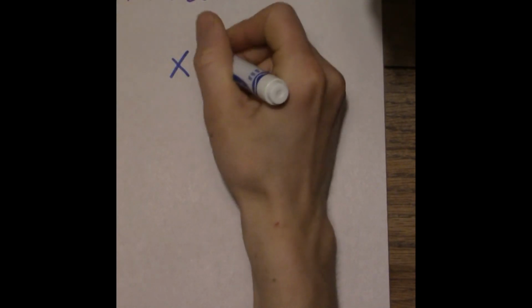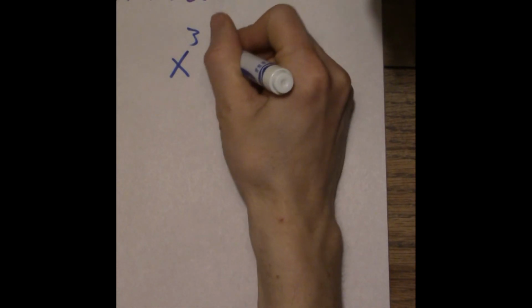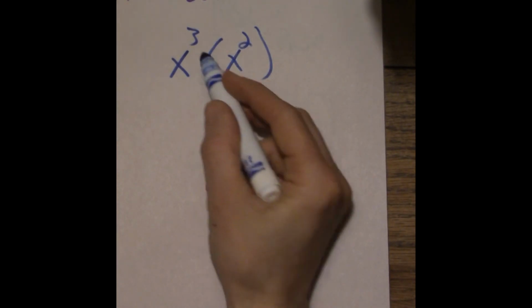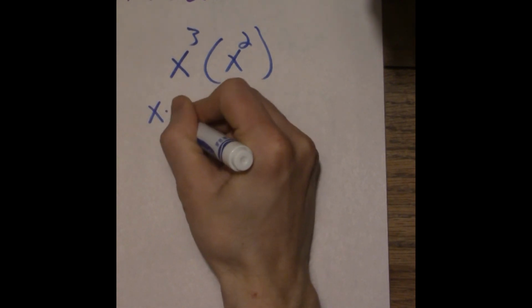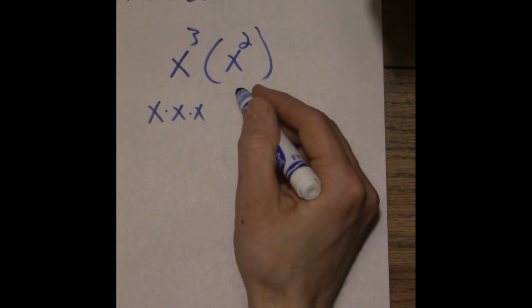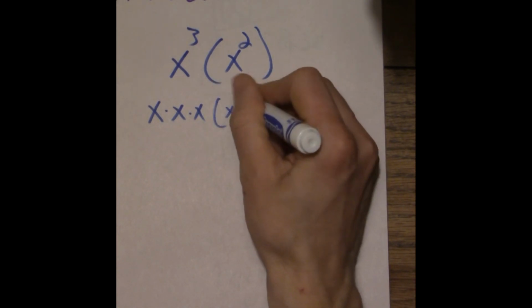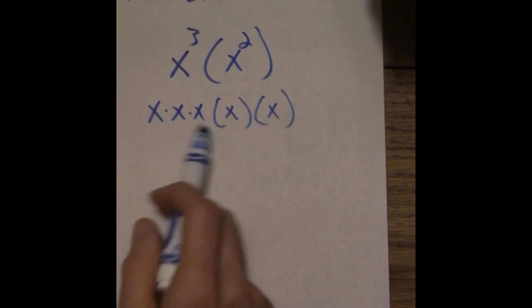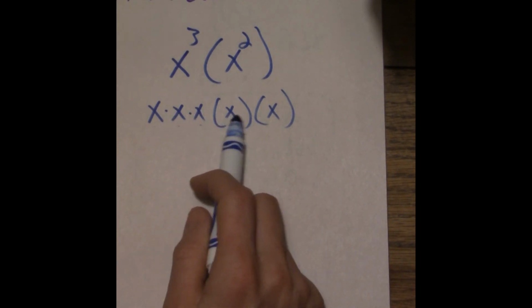Now that we've reminded ourselves about the vocabulary for a power, we can talk about the power product rule. The power product rule is based off of multiplying two powers. If you have x to the third and x to the second, you could write x to the third in expanded form, x times x times x, and x to the second in expanded form, x times x. Multiplying these together, you have x times x times x times x times x.